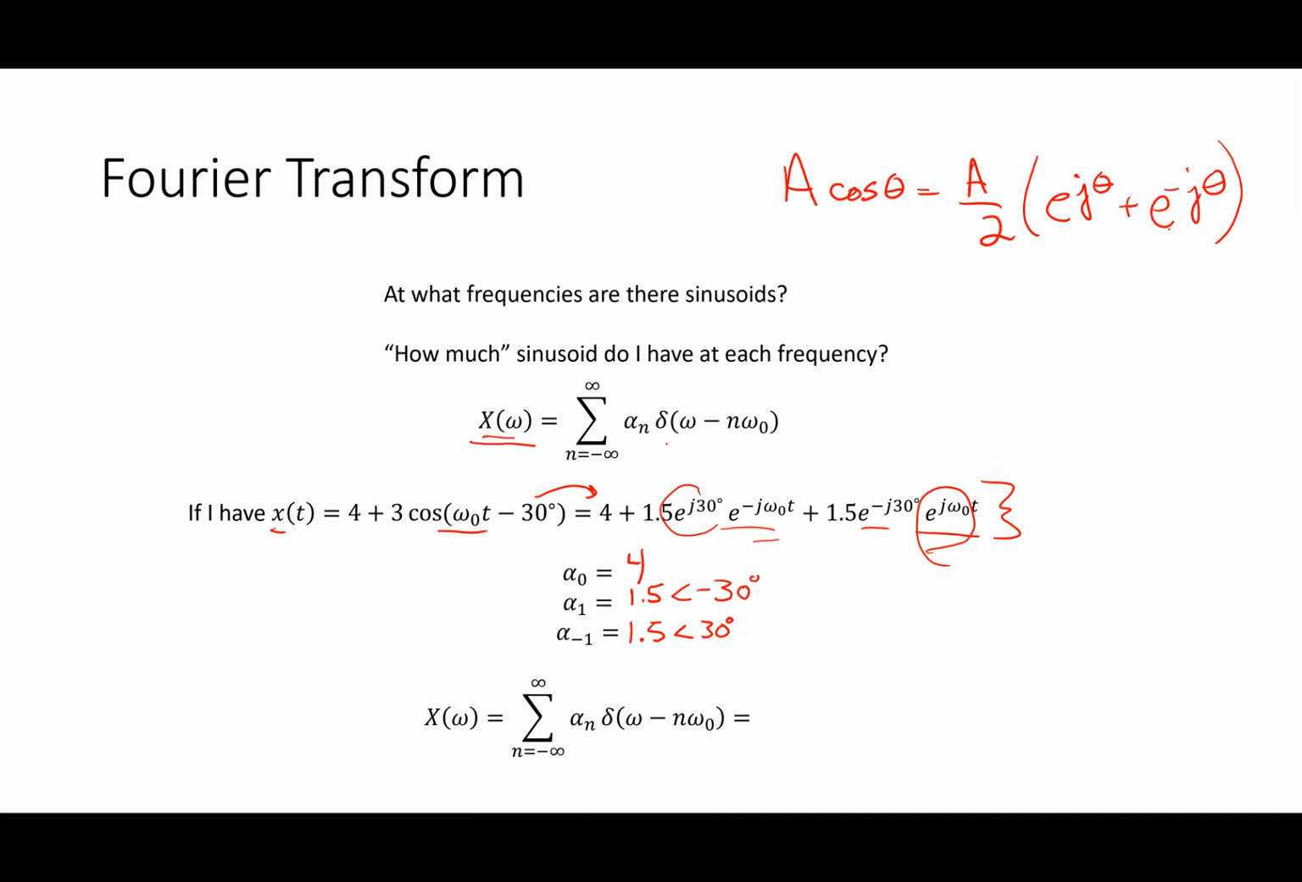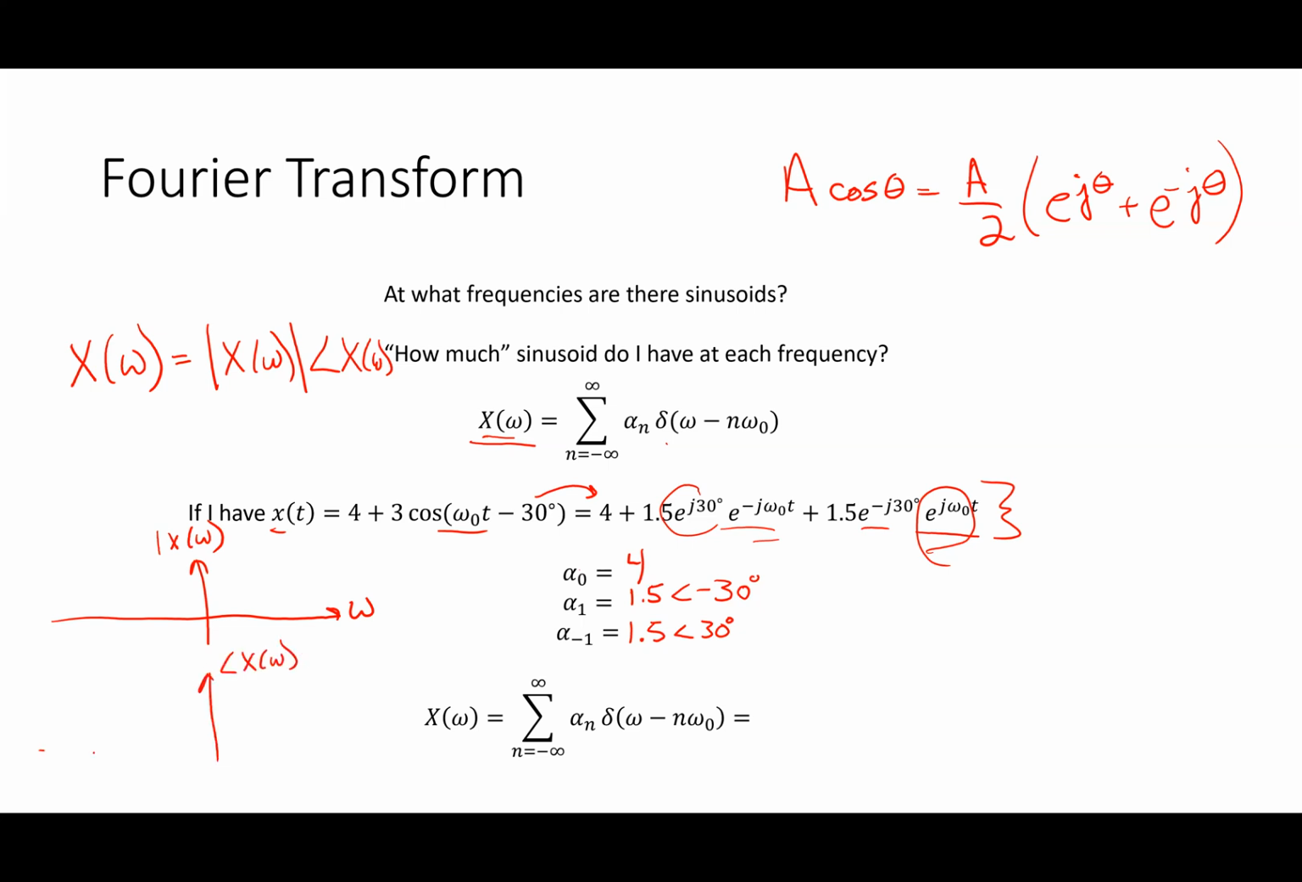Now, what does that mean in terms of this Fourier transform idea? If I drew the Fourier transform, it's tricky because each of these terms, alpha 0, alpha 1, and alpha minus 1, is complex. I can't draw a complex waveform versus omega. In other words, X is a function of omega, but X is complex, meaning it has a magnitude and an angle. So I have to draw the magnitude and angle separately.